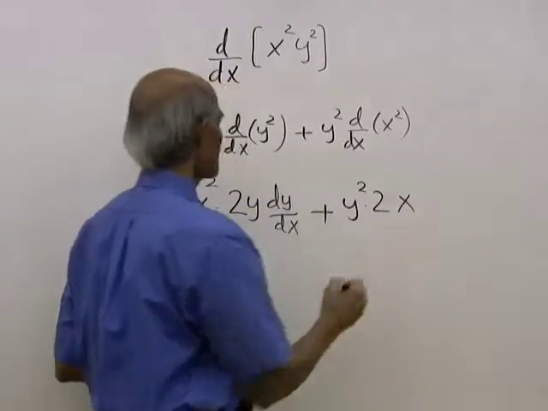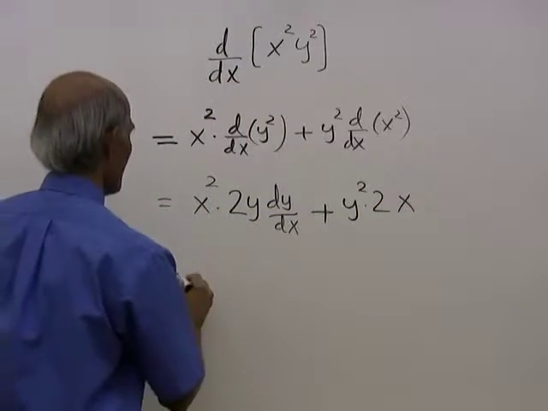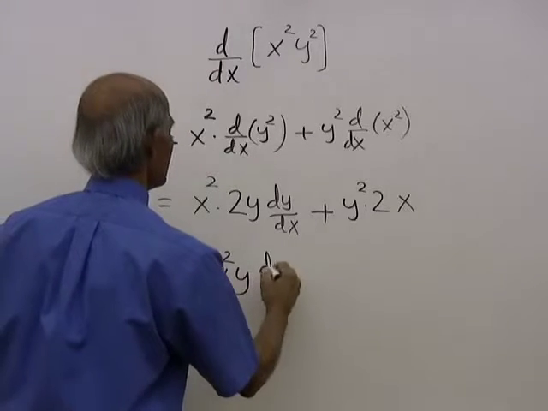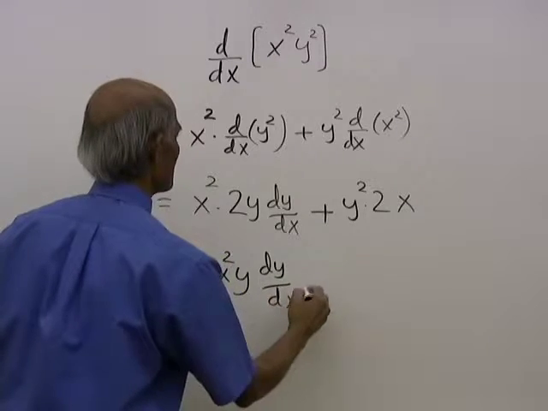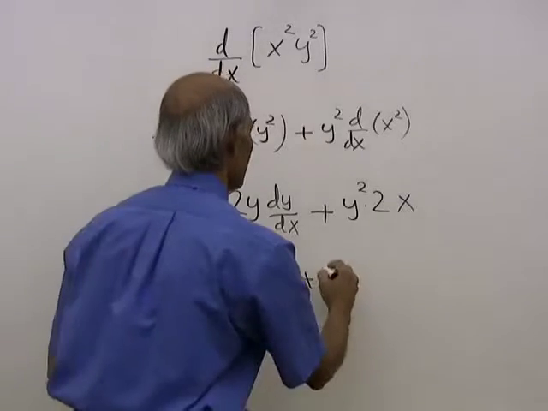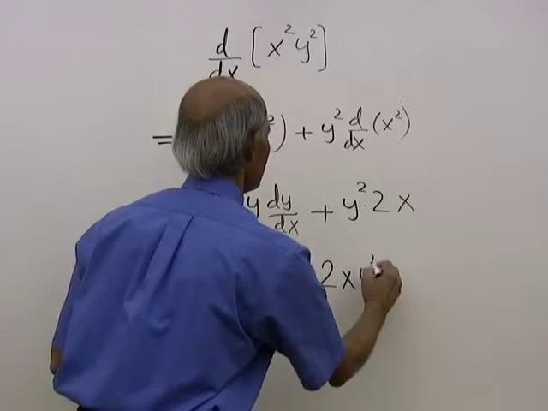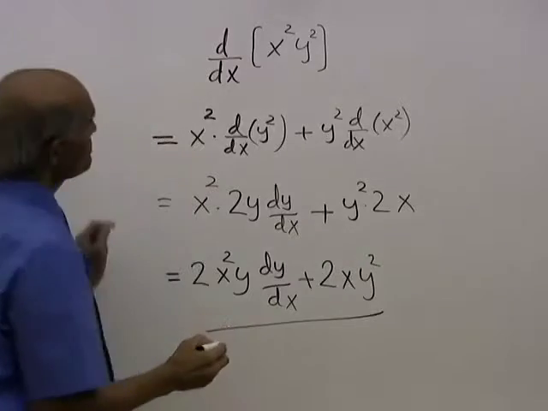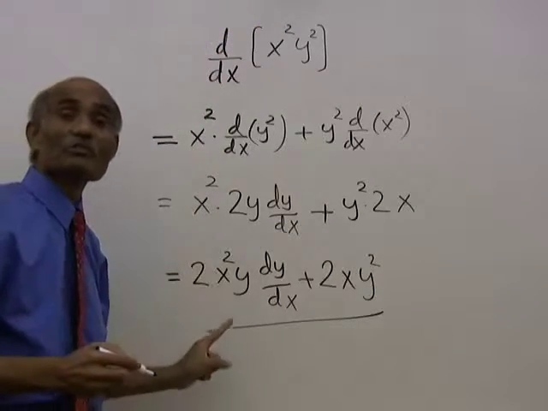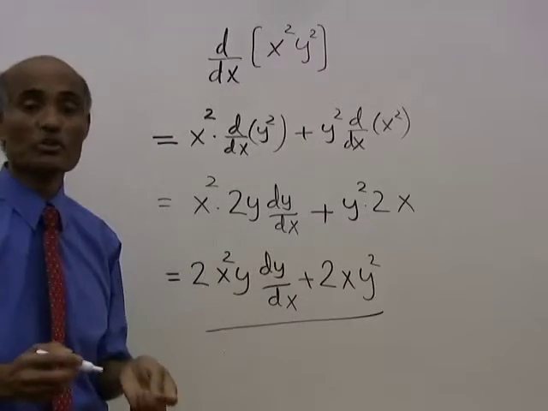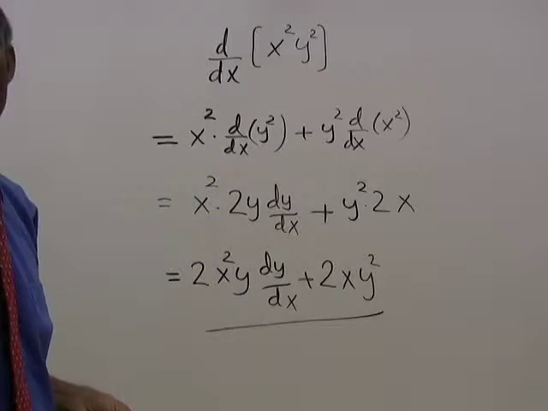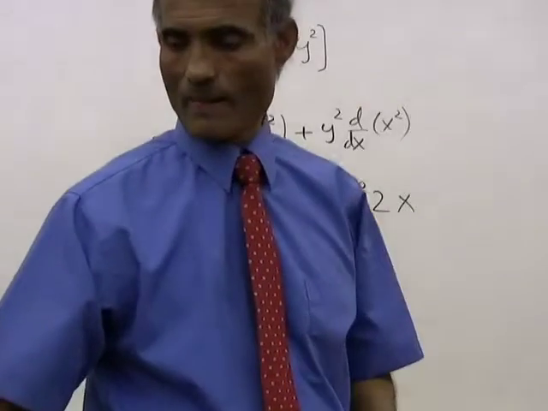Y squared times 2x. So that will be 2x squared y dy by dx plus 2xy squared. Now, this is the derivative of this quantity, x squared y squared, with respect to x. And we will use this concept as we go on in this lesson.